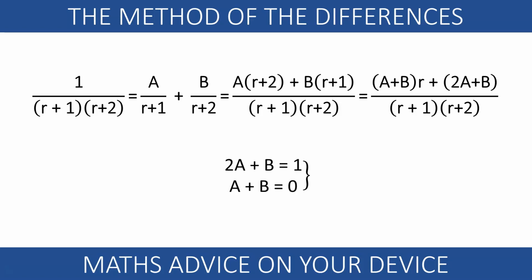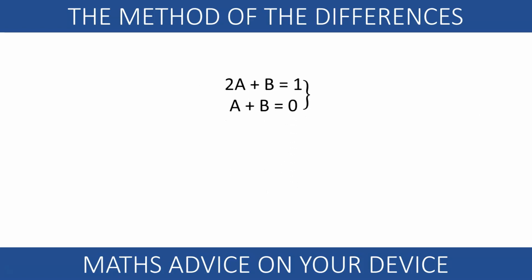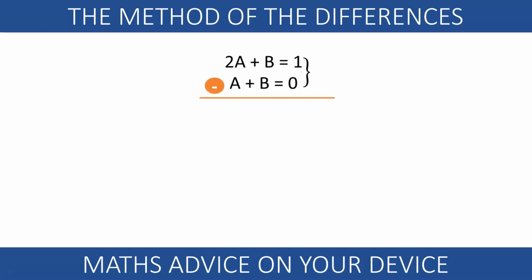For our numerator to be equal to 1, we need a plus b to be 0 and 2a plus b to be 1. This leads to a pair of simultaneous equations. To solve it, we could subtract the second equation from the first one. This leaves us with 1a plus 0b equals 1. So a equals 1. Since a plus b is 0, b must be negative 1.